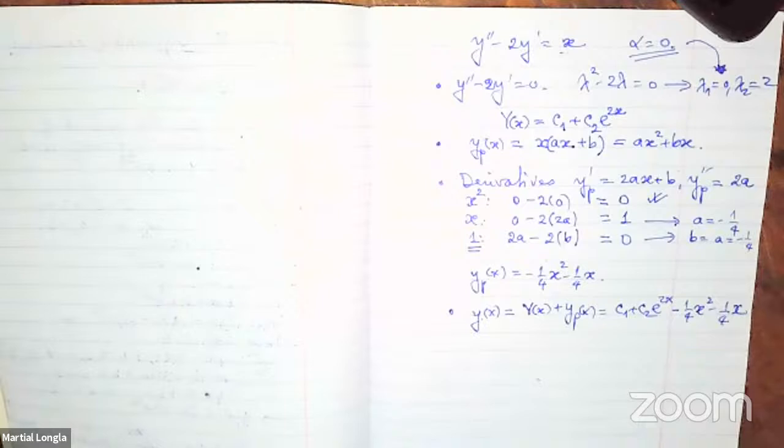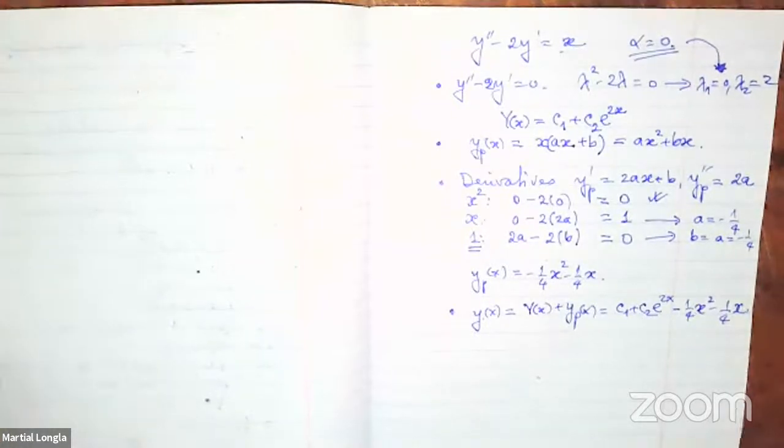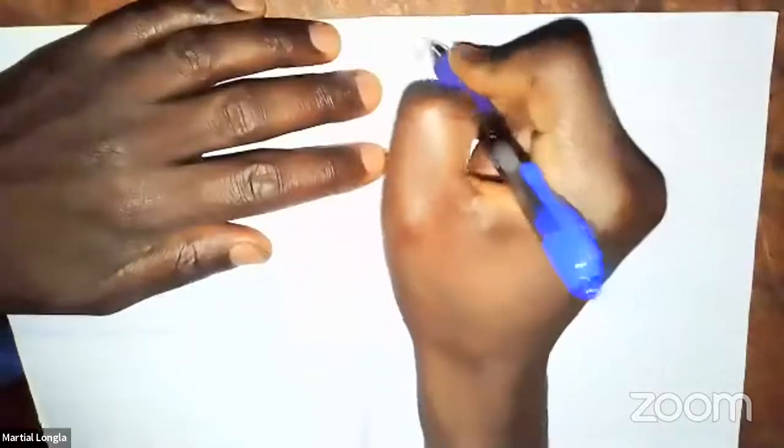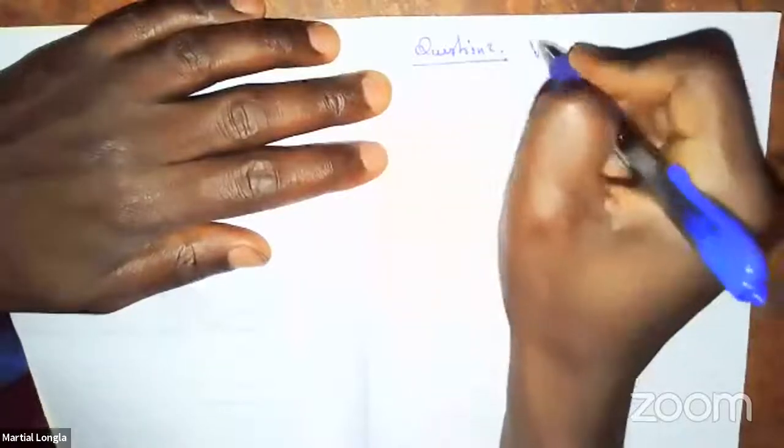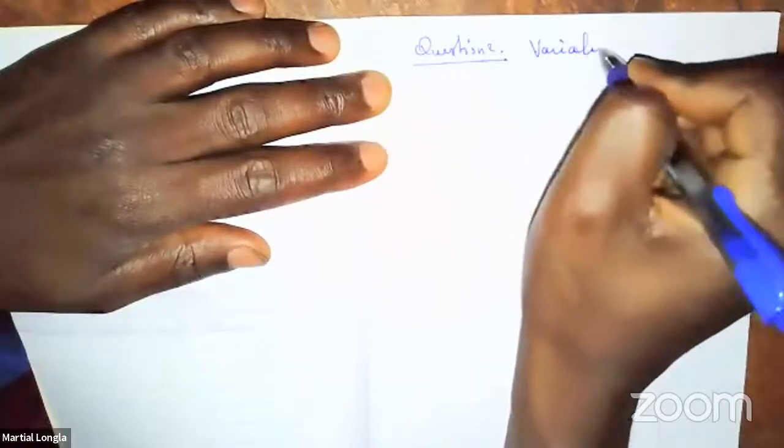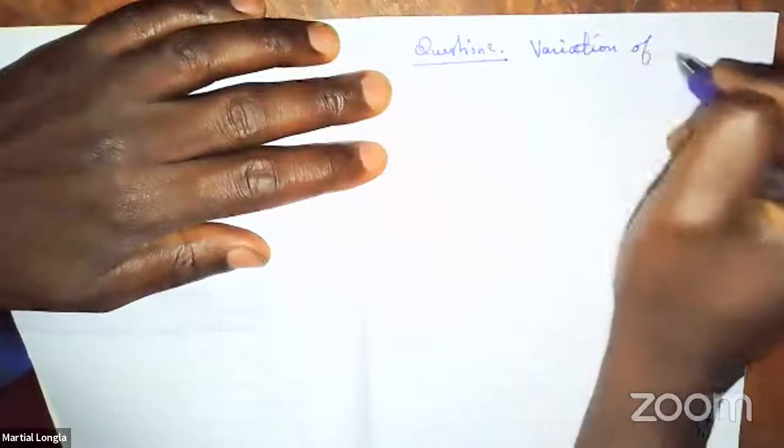All right, so if there is no question, then we can move now to the other topic, which is variation of parameters. Question two. Variation of parameters.